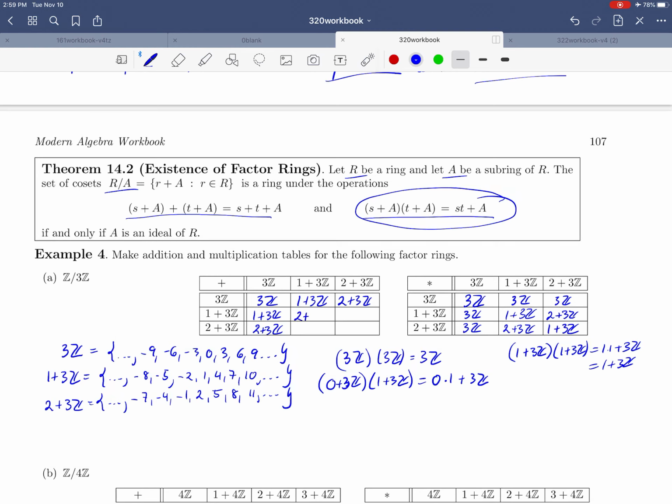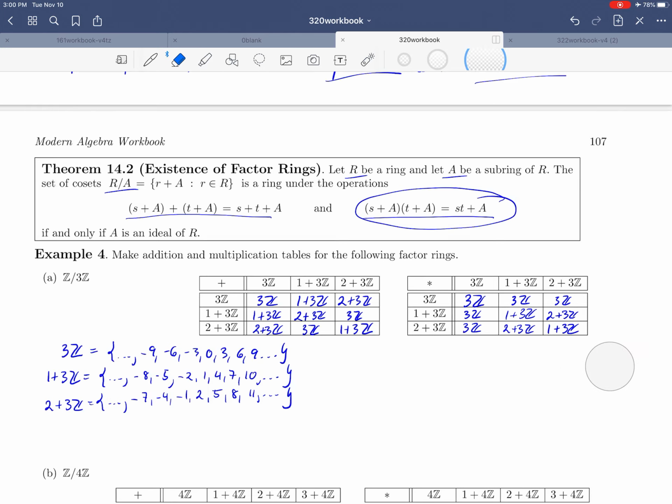This is 1 plus 1 is 2 plus 3Z. Then I have 1 plus 2, that's 3. But 3 plus 3Z is the same as 3Z, so I just have 3Z. 2 plus 1 also 3Z over here. And then finally 2 plus 2 plus 3Z is 4 plus 3Z, but 4 plus 3Z is the same coset as 1 plus 3Z, so I have 1 plus 3Z right here. So those are the addition and the multiplication tables for our factor ring.